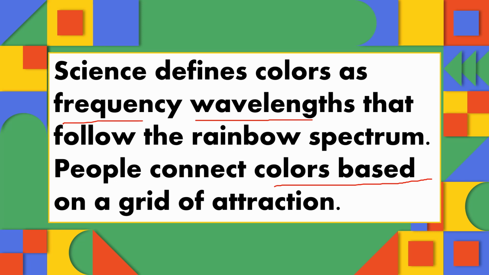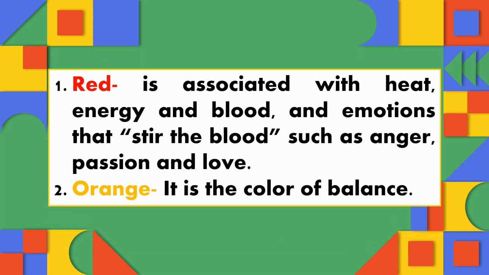Ano ba yung madalas na emotions na nilalabas natin sa mga iba't ibang kulay? Halimbawa, sa red, we associate it with heat, energy, and blood, and sometimes we also associate it with passion and love. So, pag nakakita tayo ng color red, madalas ang naisip natin anger or galit. And also, aside from that, we also associate it with the passion or love. Kaya nga minsan ginagamit natin to sa Valentine's Day.